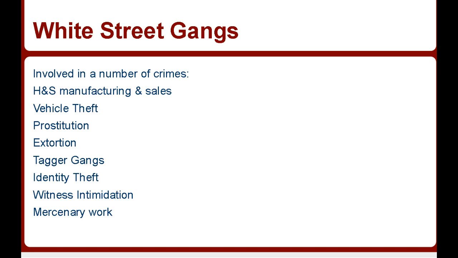Your white street gangs, they're big in the manufacturing of, say, methamphetamine and some of your pharmaceuticals, vehicle theft, operating prostitution, massage parlors, and streetwalkers. Extortion, you have tagger groups. You also have groups involved in identity theft and witness intimidation. And they also do mercenary work for other gangs where they can be hired out.